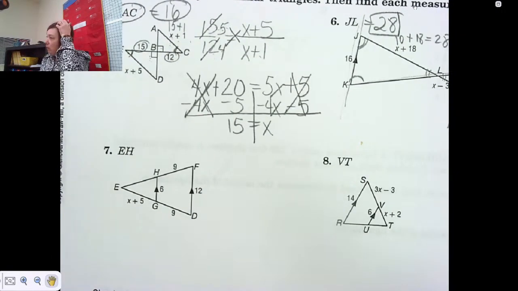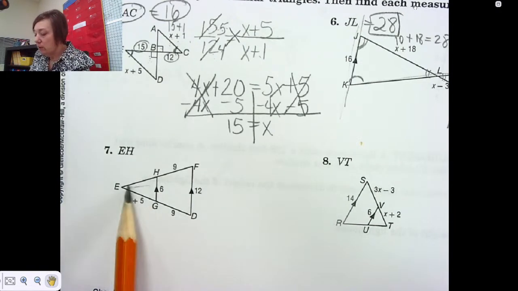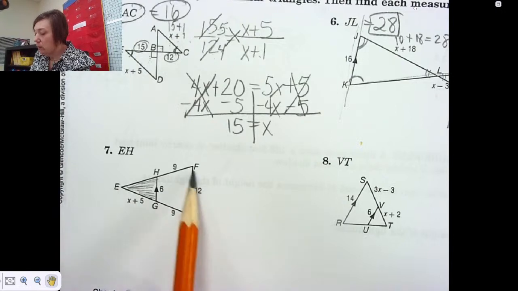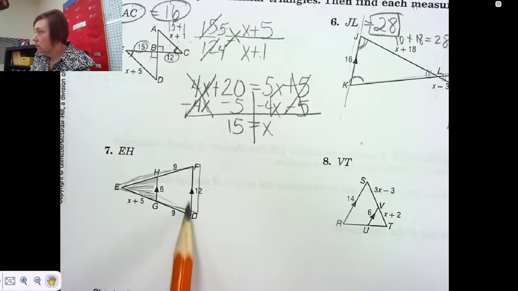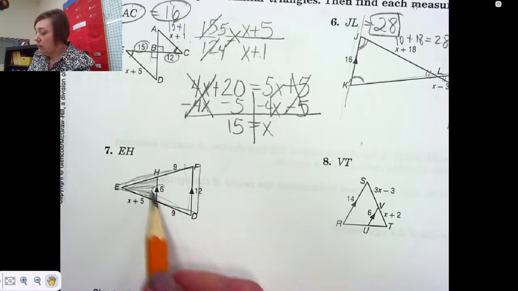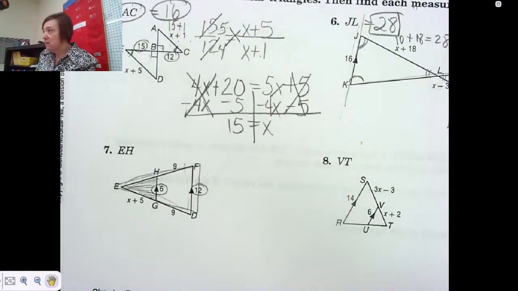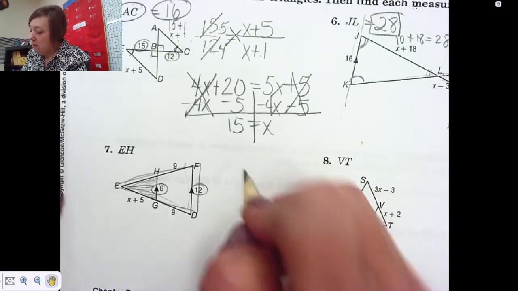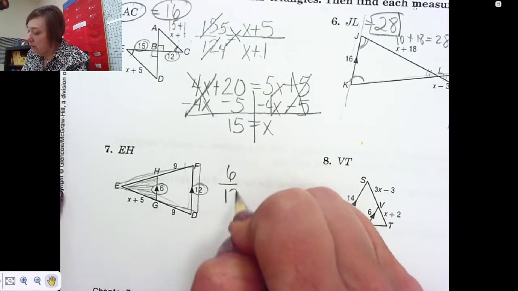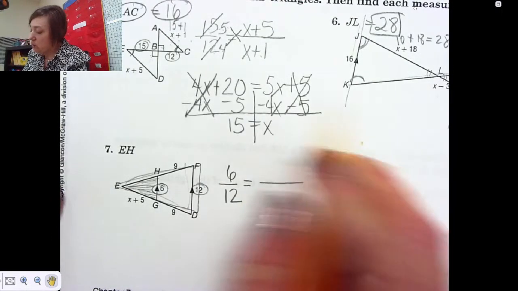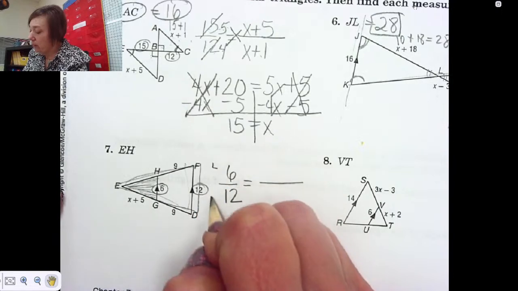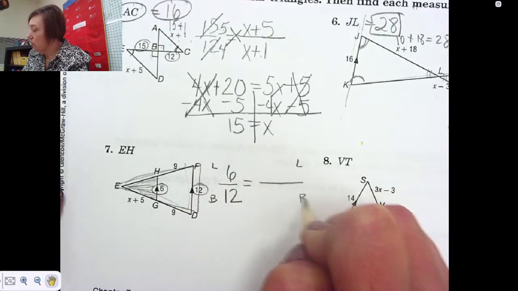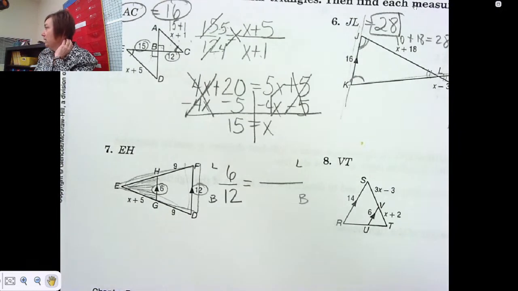Okay, do y'all see 2 triangles in number 7? Does everybody see 2? So there's this little triangle, and then the big triangle. Right? And we know we're going to be comparing 6 and 12, because that's the bases of both triangles. Right? So do y'all want to put 12 on top or 6 on top? 6. So we're going to do 6 over 12. And that's going to equal, this time we're doing little over big. See how it doesn't matter which one we do? We just got to keep it consistent.